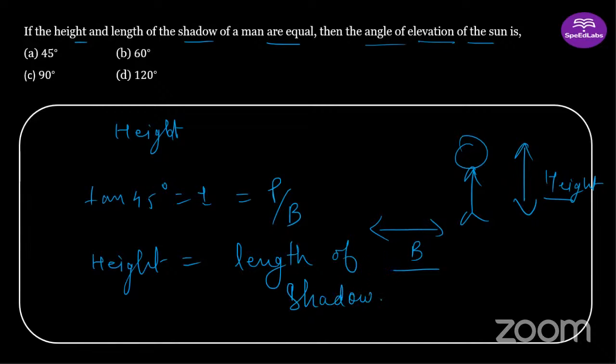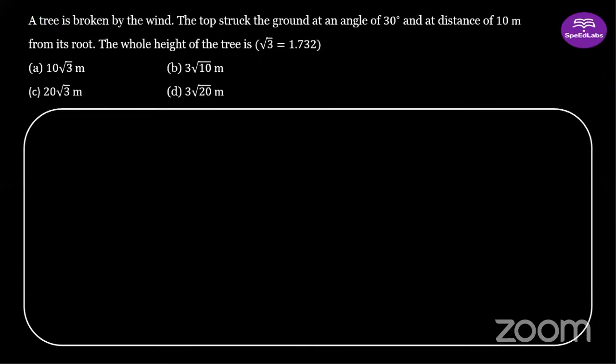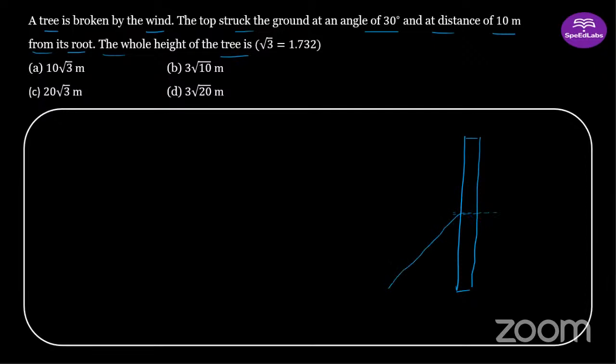Okay. Next question. A tree is broken by the wind. The top struck the ground at an angle of 30 degrees and at a distance of 10 meters from its root. The whole height of the tree is... Okay, so they are saying that we had a tree. What happened is that this tree got broken from somewhere, and this particular part is now on the ground. It isn't completely on the ground, but a part of it is there.